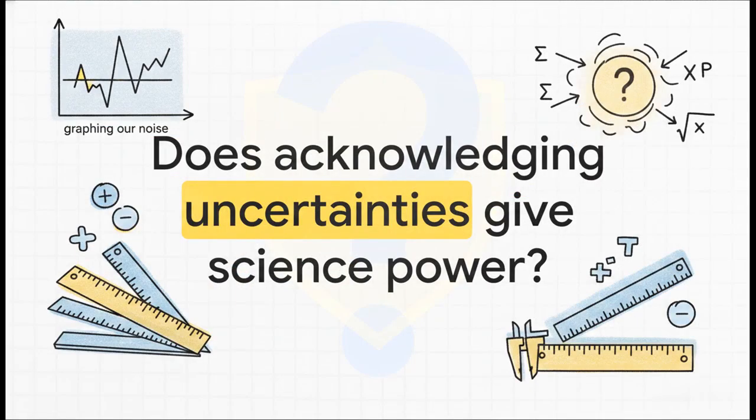Which leaves us with this final thought. We started out today by agreeing that a perfect measurement isn't actually possible, but by methodically planning, tracking our errors, mathematically combining our uncertainties, and visually graphing our noise, we find the truth anyway. The true genius of physics isn't in making perfect measurements. It's in perfectly understanding our limitations, because acknowledging exactly how wrong we might be is exactly what gives science its ultimate power.